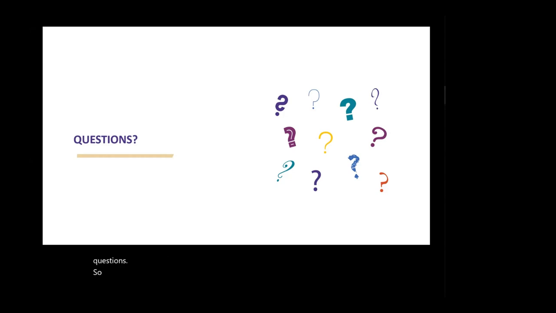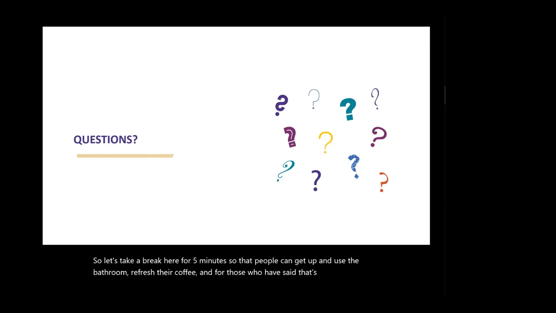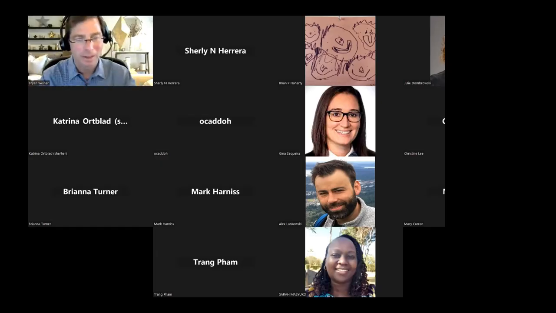So let's take a break here for 5 minutes so that people can get up and use the bathroom, refresh their coffee. And for those who have said, that's really interesting, but I'm not sure I'm interested in actually conducting or designing a hybrid study, this would be a great opportunity for you to hop off the call. And for those of you who are interested in the workshopping part of this, come back in 5 minutes. We'll move into the group guided activity for deciding which hybrid study is right for you, and then helping to think through some of the design features of the study that you choose. So we'll take five here. Actual workshopping a hybrid study design of a topic of interest to you.